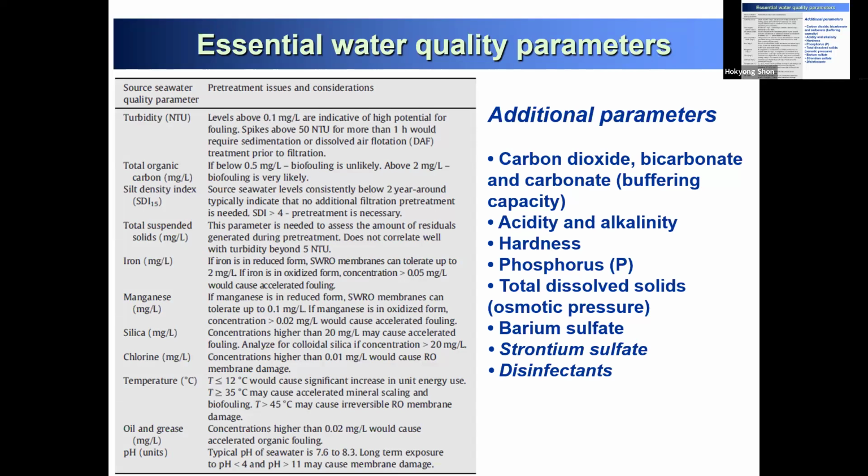The same goes for water density and water viscosity, even for the membrane, whether it is easy or difficult for water to permeate depends on viscosity and density. The temperature also affects your overall water flow. Other compounds are more about scaling and fouling issues. If you have a high concentration, you can get more clogging of your membrane. Also carbonate, carbon dioxide, its buffering capacity, acidity and alkalinity, hardness, phosphorus, and TDS, osmotic pressure.